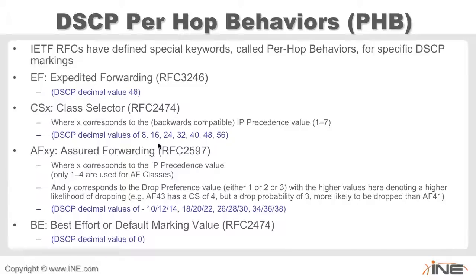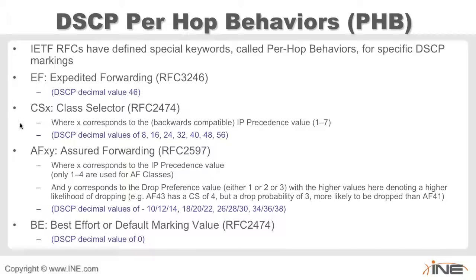Okay, so the IETF RFCs have these special keywords defined called per hop behaviors for specific DSCP markings. The first one is called EF, or expedited forwarding. And the DSCP decimal value would be 46. But expedited forwarding, this is what we're going to use for voice only. This is specific to voice, not voice and video.